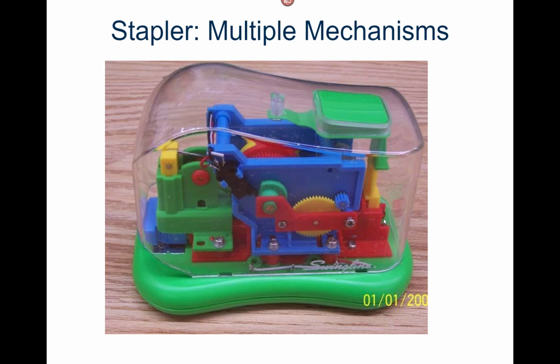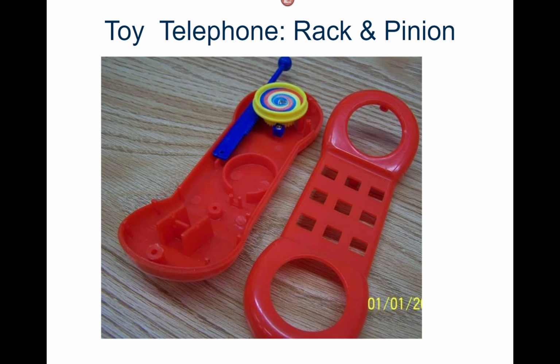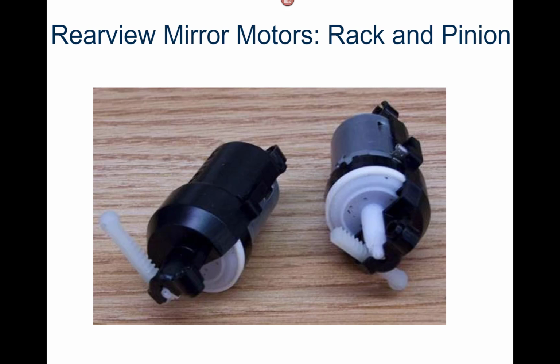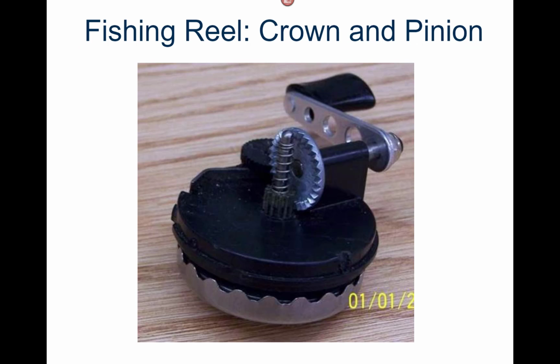A stapler, if you look at it, you can see that it is multiple mechanisms and lots of gears working together. A toy telephone has a rack and pinion gear. Rear view motor mirrors on your vehicle use a rack and pinion to move the rear view mirror. A fishing reel uses a crown and pinion.